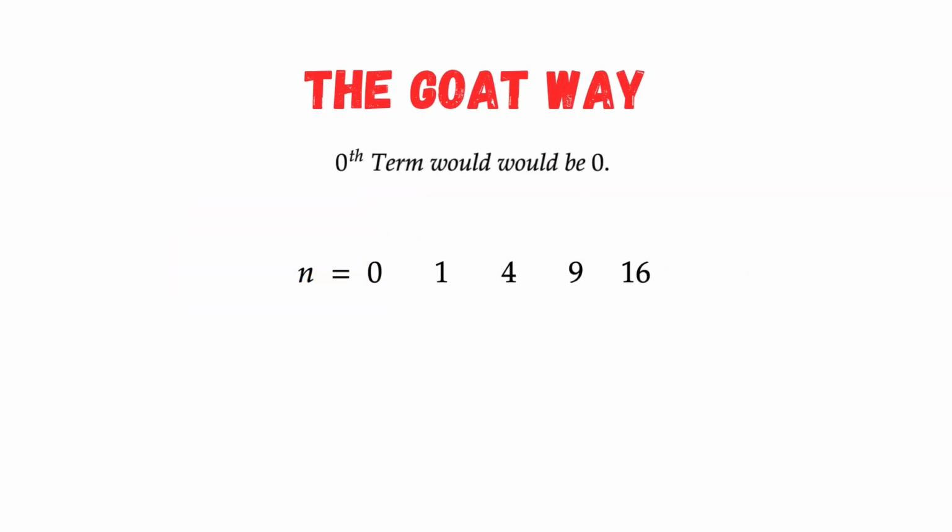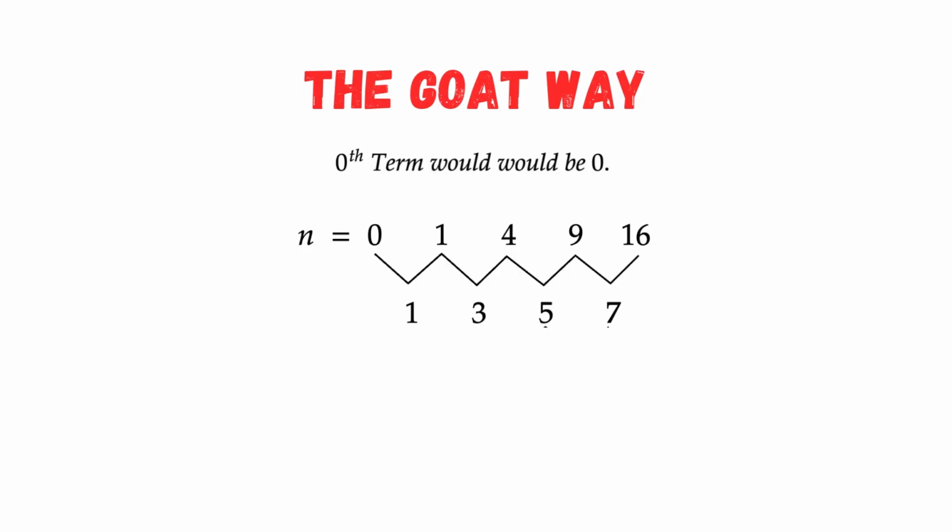Now this is going to set you up for the fundamentals of figuring out the formula for any quadratic pattern. It's really simple, and let's have a look at it. So the goat way. The 0th term would obviously be 0, so our pattern would be 0, 1, 4, 9, 16 till the first 4 terms. So when we find the difference between each of these terms, we get a pattern like 1, 3, 5, 7.